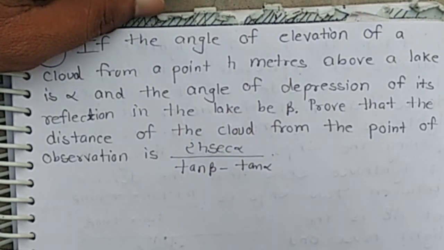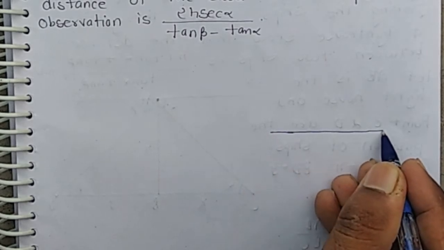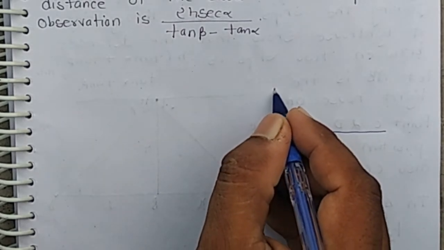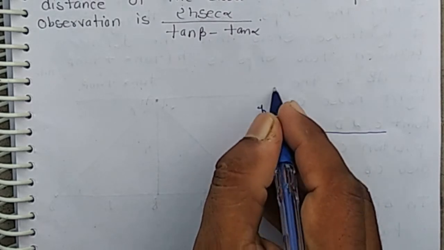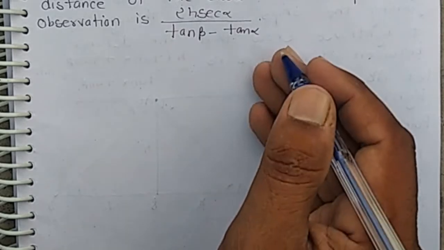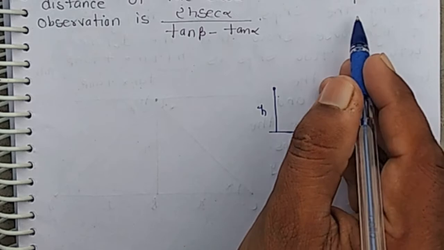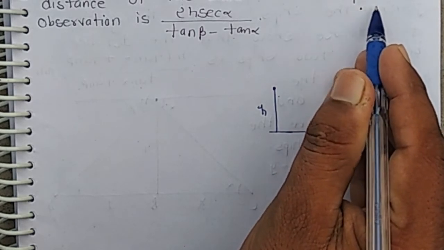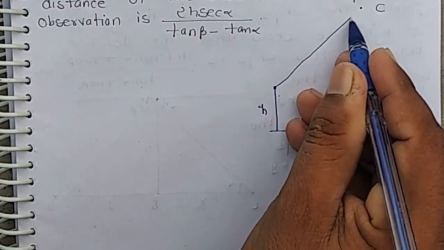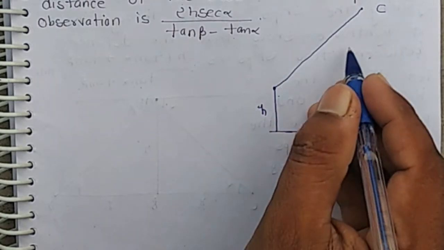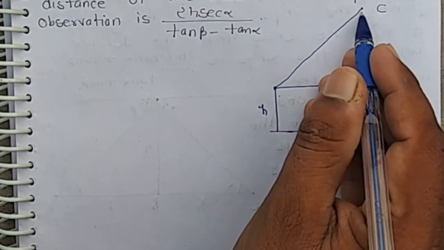Let this be the lake, and from the point h meter above the lake, the angle of elevation of a cloud, let it be the position of the cloud, is alpha. This angle is given as alpha.